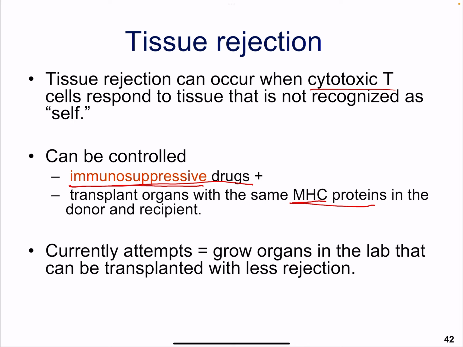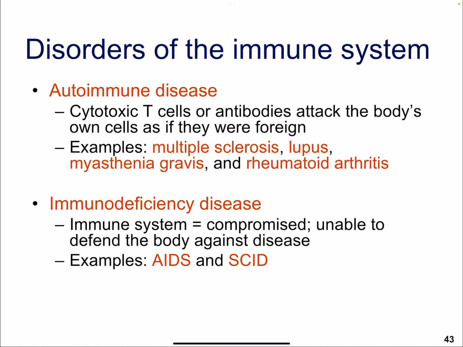And there are some attempts these days for a person who needs an organ transplant to isolate their own cells and grow organs out of their own cells. And this is in the hope that we are going to see less tissue rejection, right? But we still have a way to go to achieve that, though we've made tremendous progress.